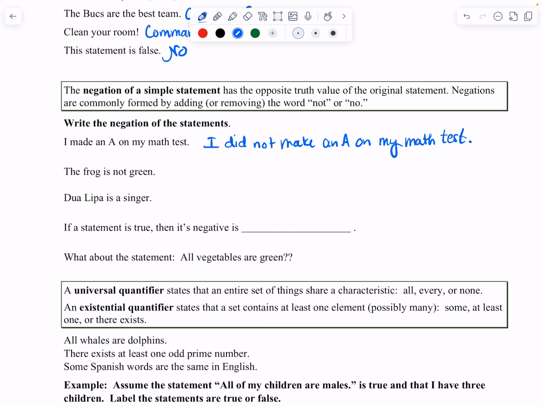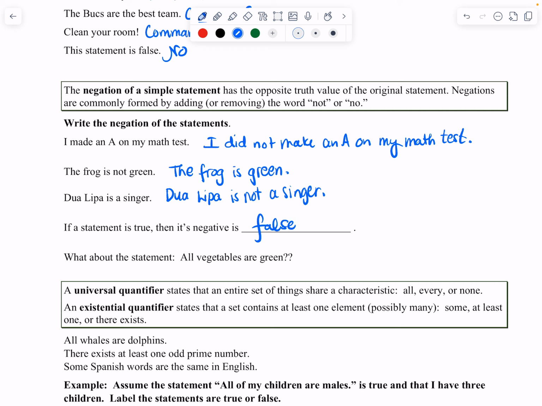So again, negation makes the simple statement have the opposite value. The frog is not green. So the negation of that would be, the frog is green. Dua Lipa is a singer. The negation is, Dua Lipa is not a singer.